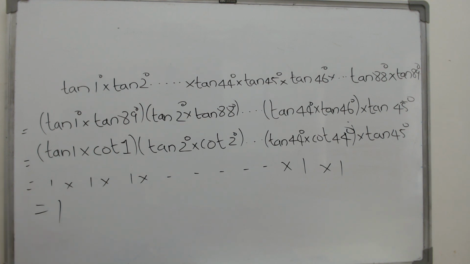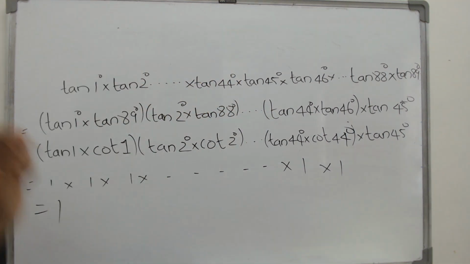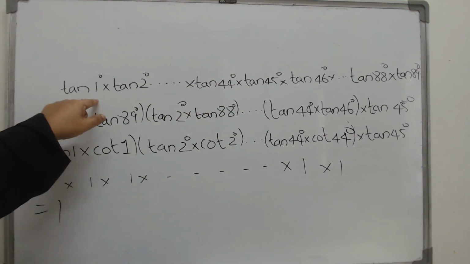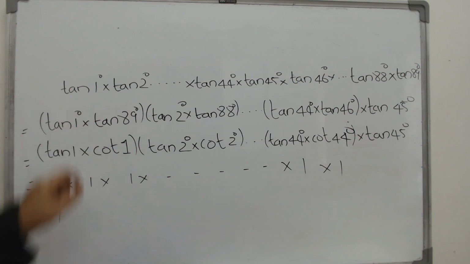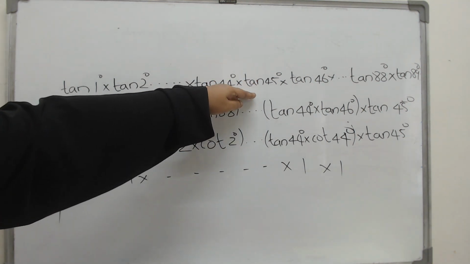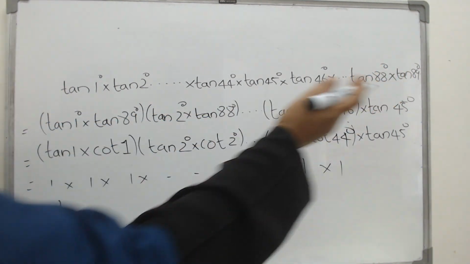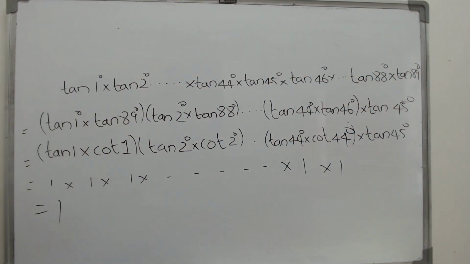90 divided by 2 is 45. So you don't write 45 here, you write tan 45, because you are not dealing with actual numbers, you are dealing with their tangent values. So your tan 45 will come in the middle. Now next what will we do? We will start grouping numbers, one from the beginning, one from the end together. Why are we doing that?